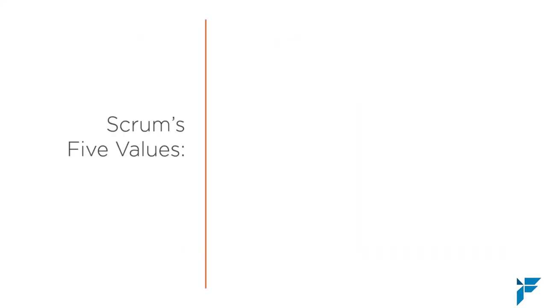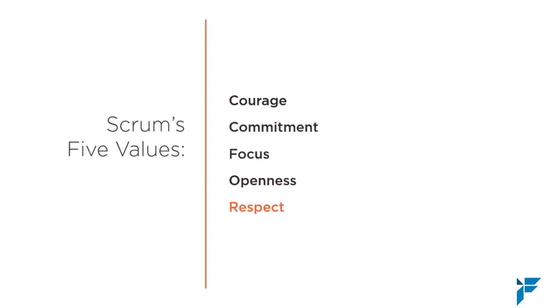Most every organization nowadays espouses a certain number of values which guide the organization's way of doing business. Scrum has 5 values which guide the interactions of the people inside and outside of the Scrum team. The 5 values are courage, commitment, focus, openness, and respect. You should know what these 5 values are and memorize them.